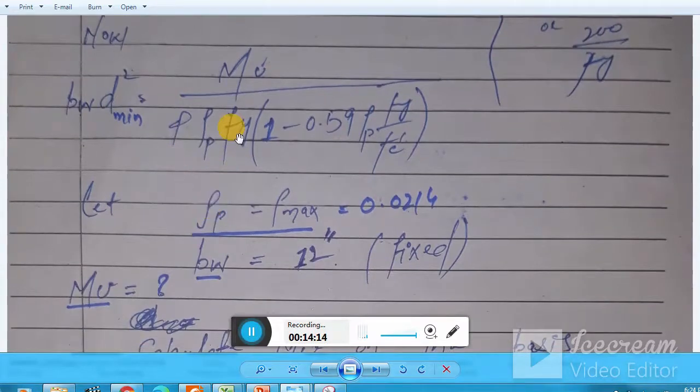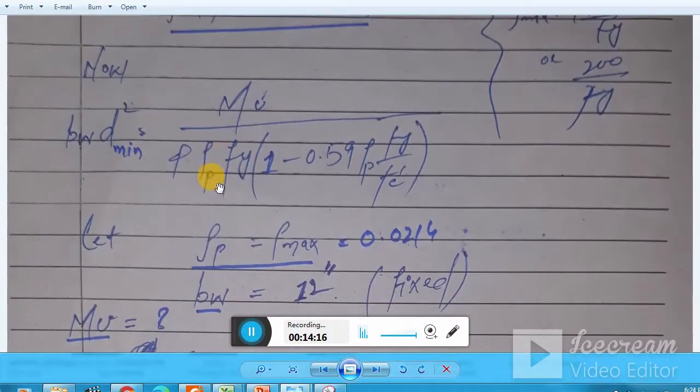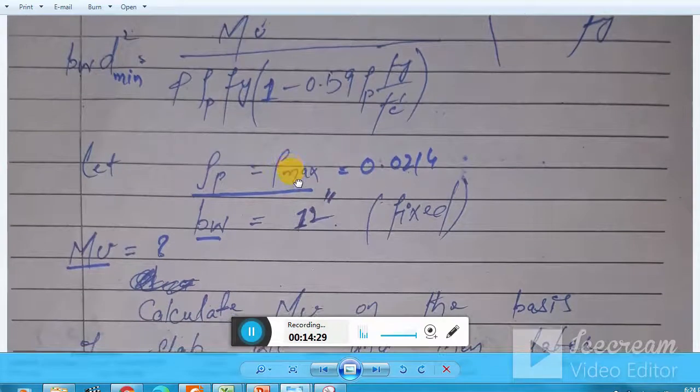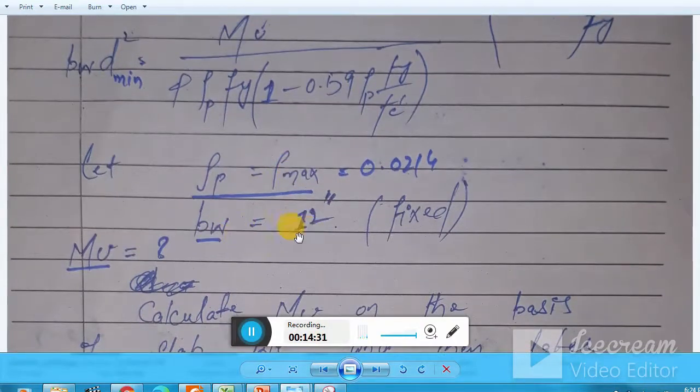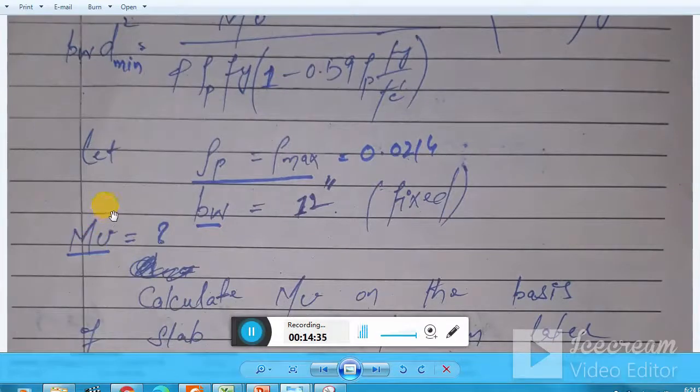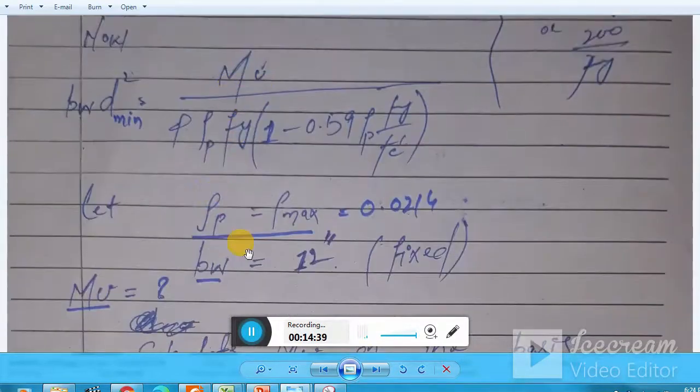So let's say here we will use rho provided. First of all, equating rho provided with the rho max, and then equating rho provided with the rho minimum. So we get two depth values. Okay, this is important. We fix the beam width, that is 12 inches. Now the problem is that we have to calculate Mu.